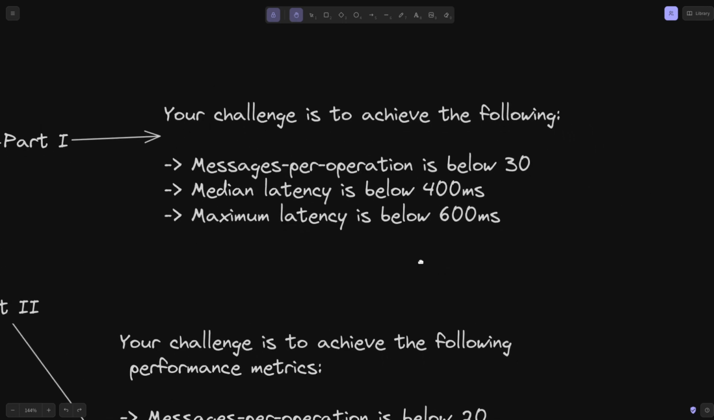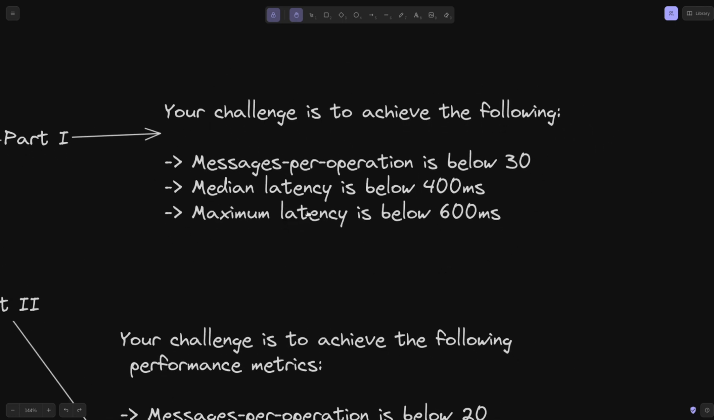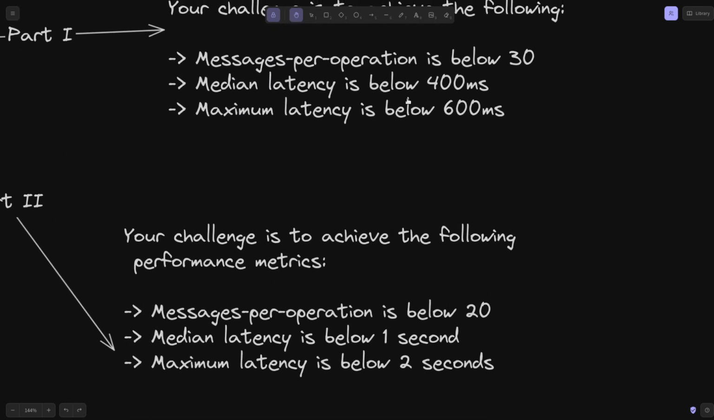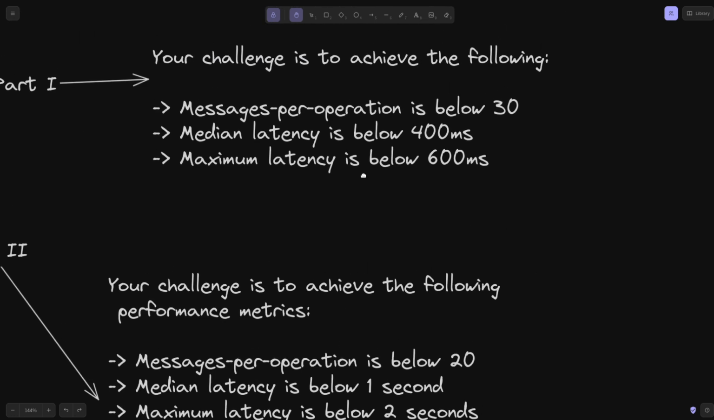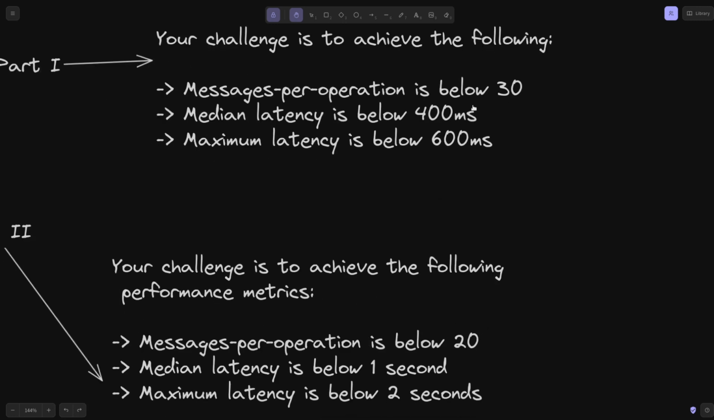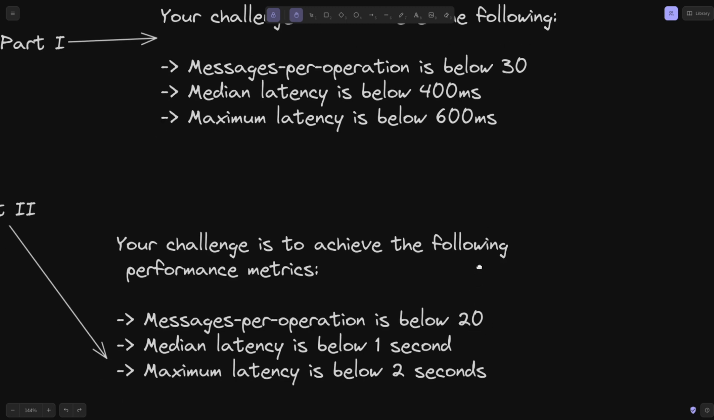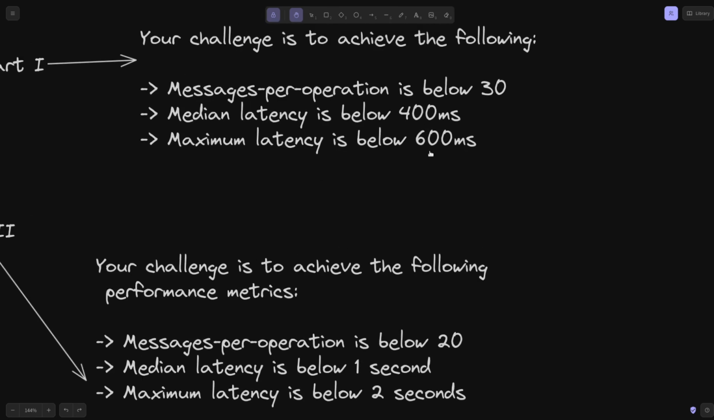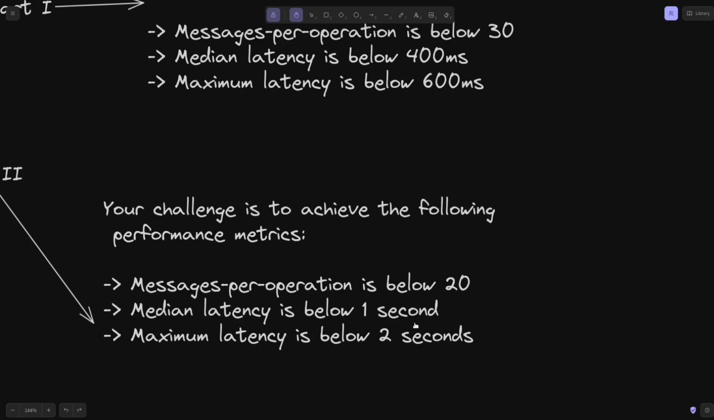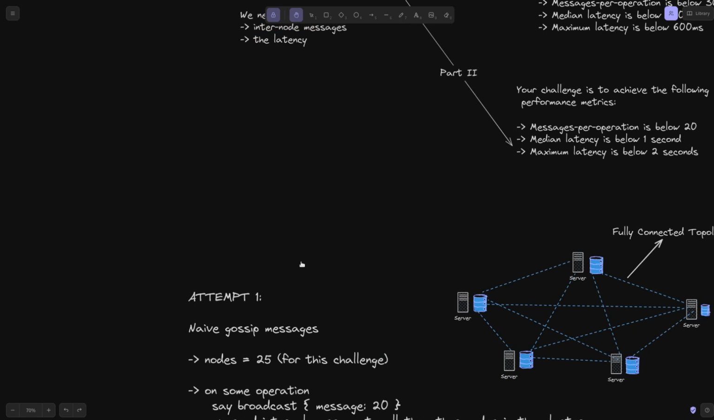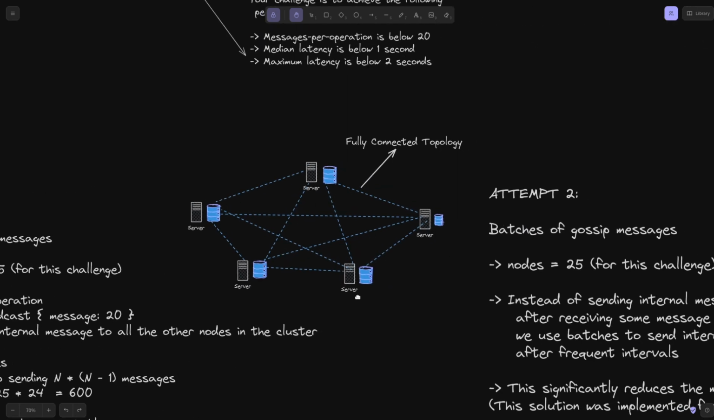And these were the constraints that were given in this challenge for part 1 and this for part 2. So assume that we are building a single solution for both of these parts. So we will assume that messages per operation should be below 20. So below 30 and 20 is the same as making it below 20, and these latencies will be below 400 and 600 respectively, because part 2 expects larger latencies, and we are going to create a single solution for both of them.